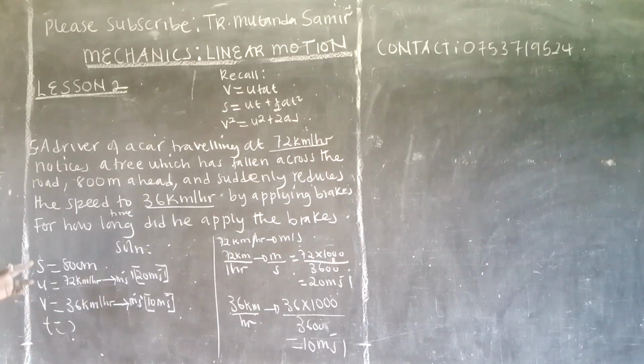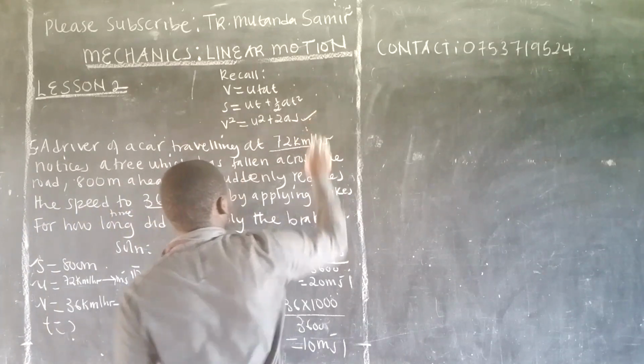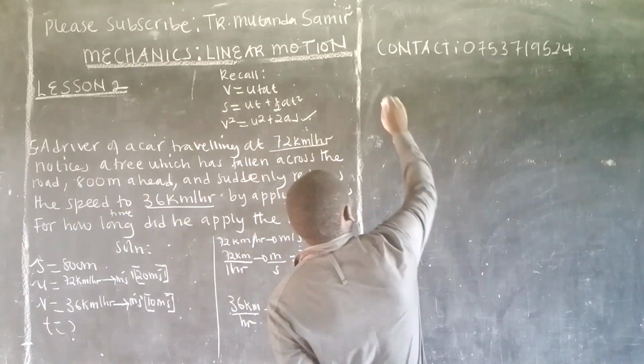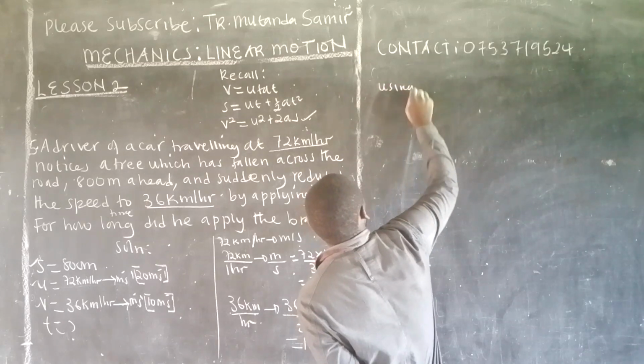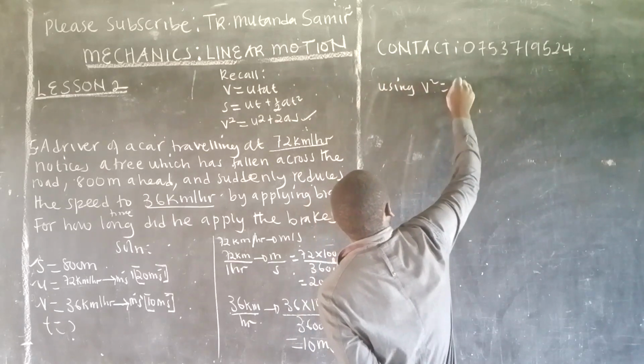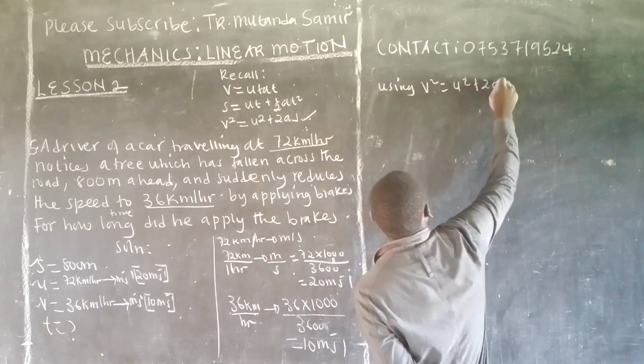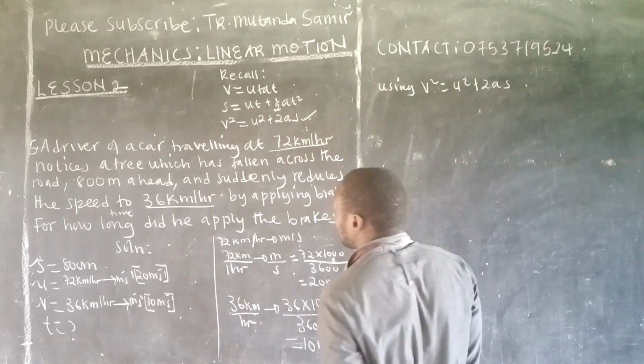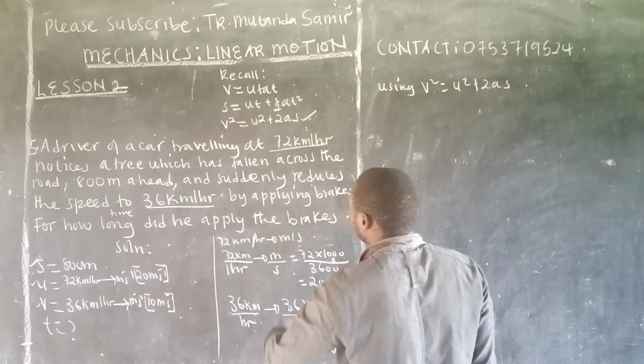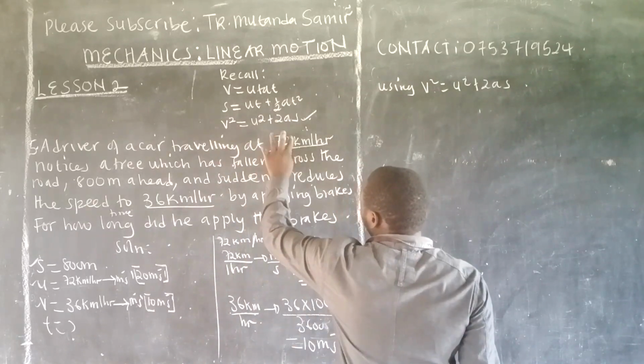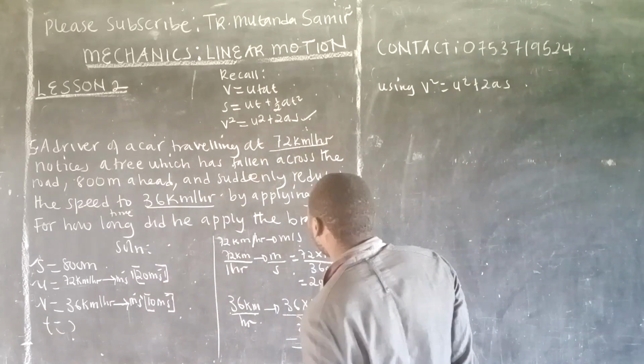Any equation which has S, U, V, and T, we don't have it in those ones. So what we do, let's use that equation which has S, U, and V. Then we shall go back and get the T. And that is this equation there. So, using V squared is equal to U squared plus 2AS. We want to get time, but we don't have an equation which has V, U, S and the time together. So let's use this. We get the other unknown, then we can go on to finding the rest.